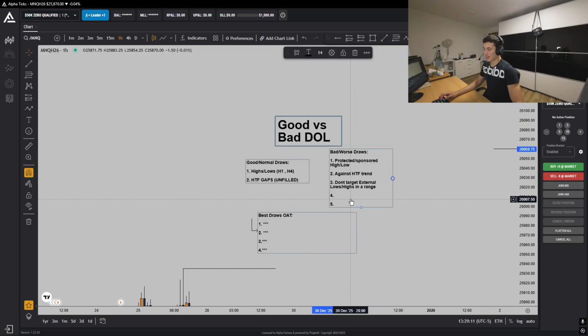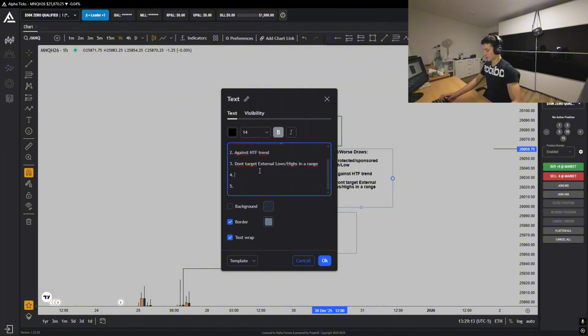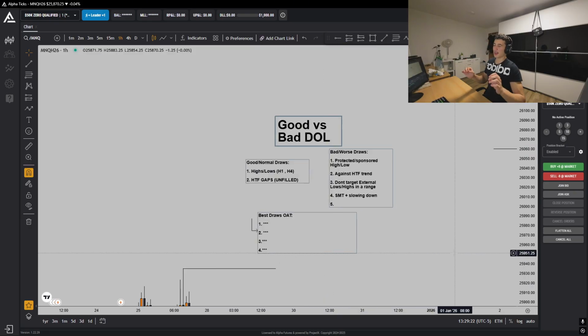And the last two worst draws, I would say: if we SMT the draw, the high or the low, and then start slowing down. Usually I care, but it's not that big of a deal if ES takes out the high, but there's a beautiful setup on NQ. Usually I keep taking the setup. It all depends on the market conditions.